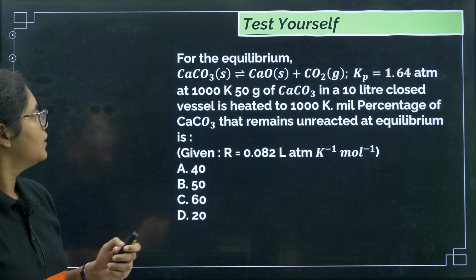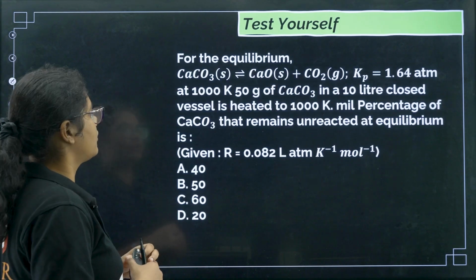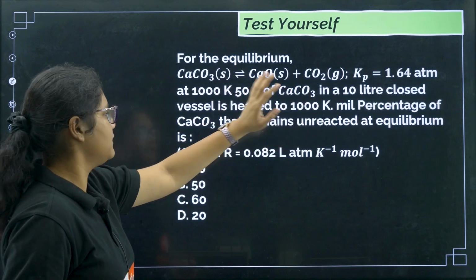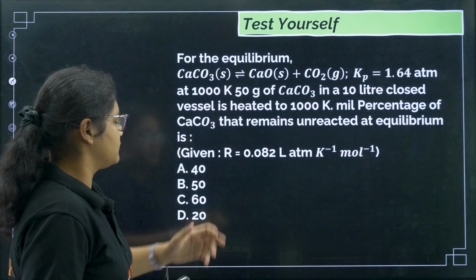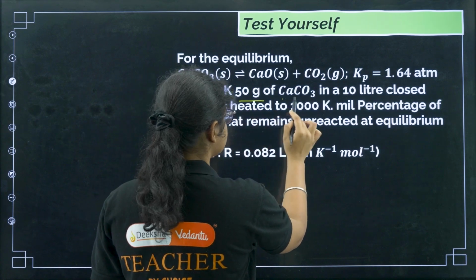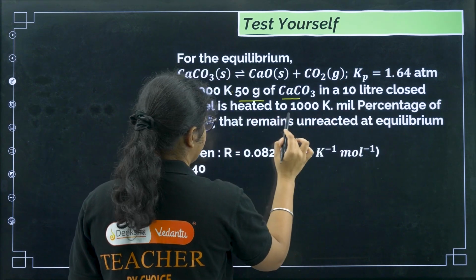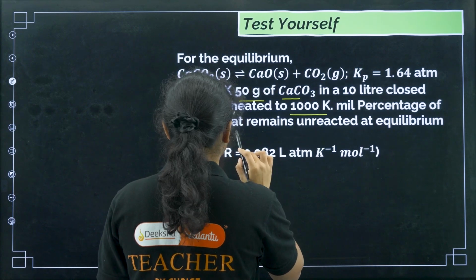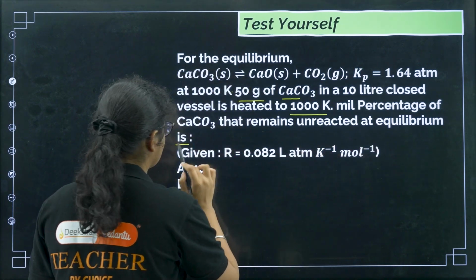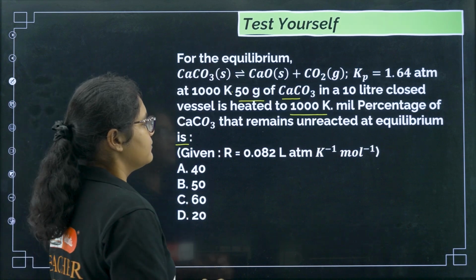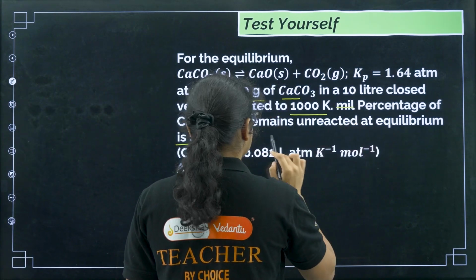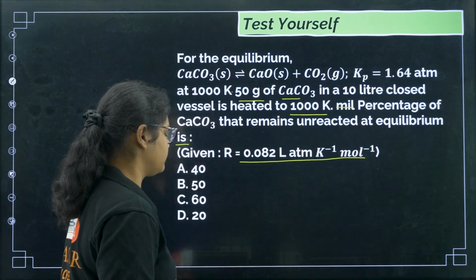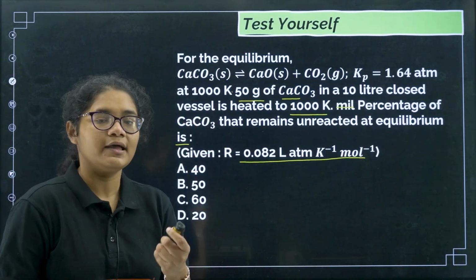Okay, next, this question you have to try on your own. For the equilibrium CaCO3 gives CaO plus CO2, Kp value is given at 1000 Kelvin. 50 gram of CaCO3 in a 10 liter vessel is heated to 1000 Kelvin. The percentage of CaCO3 that remains unreacted at equilibrium is. You have to find the percentage of CaCO3 that remains unreacted at equilibrium. Given value of R is this one. So try this question. I'll be discussing the solution in the next class.